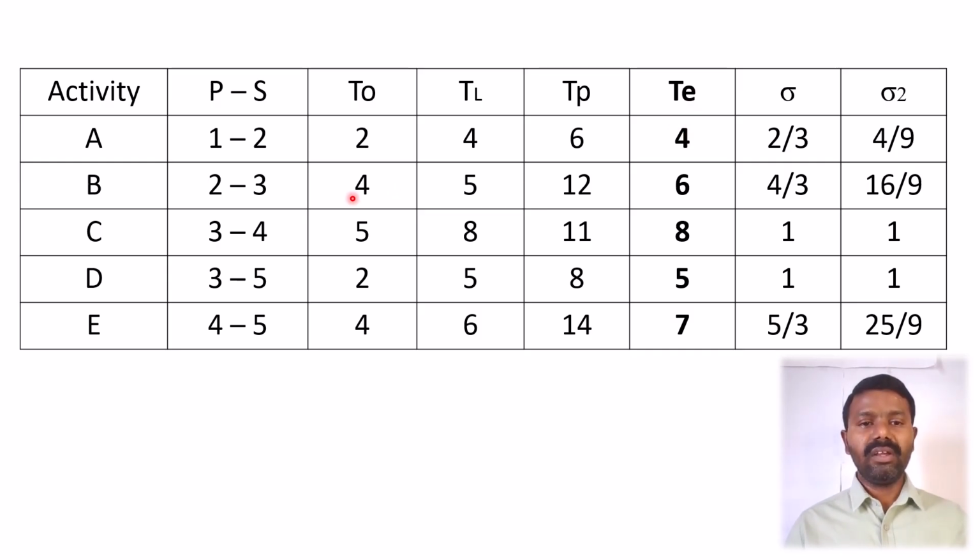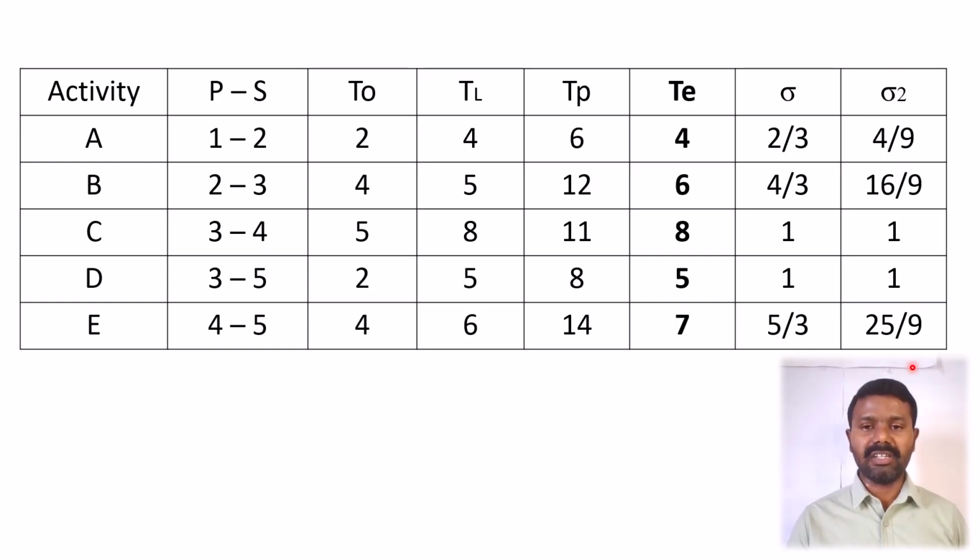TE will be 2 plus 6 plus 6. No, 2 plus 4 into 4, plus 6, divided by 6, that will be 4. Like that we are going to calculate TE, and then sigma is nothing but TP minus T naught by 6. 6 minus 2, that is 4, by 6, that is equal to 2 by 3. Sigma square is equal to 4 by 9, so 2 square by 3 square, 9. So then we will be getting sigma square.